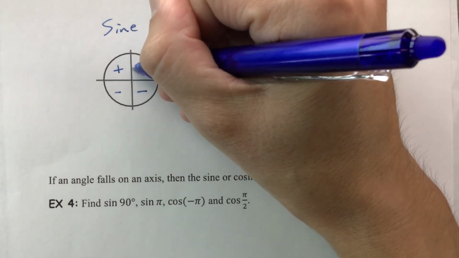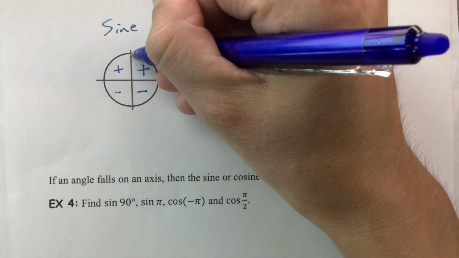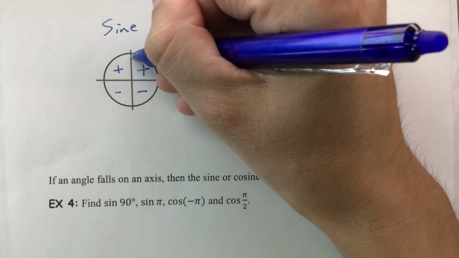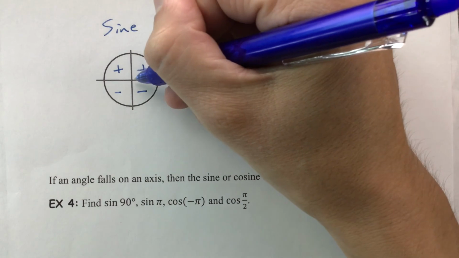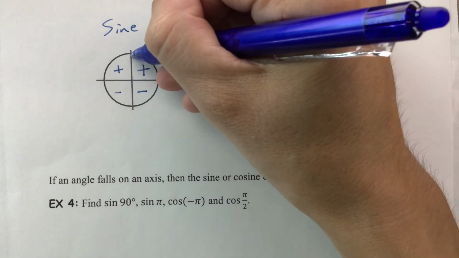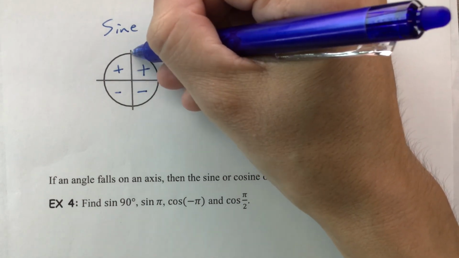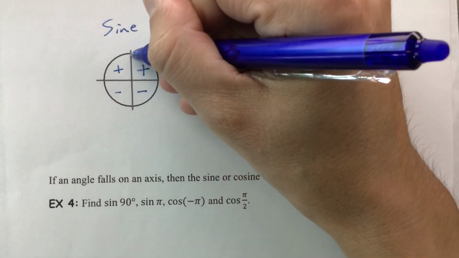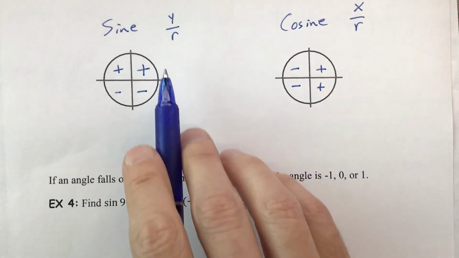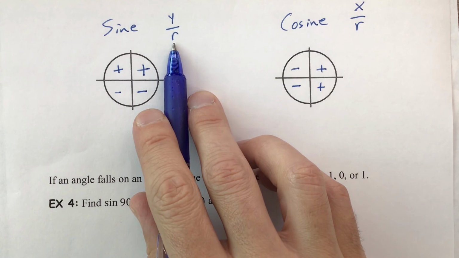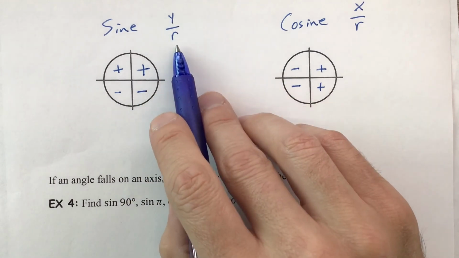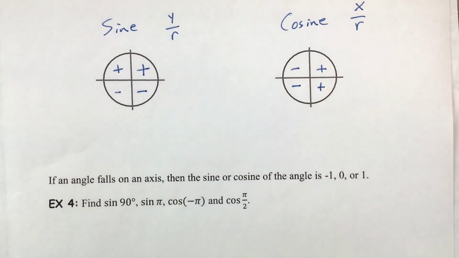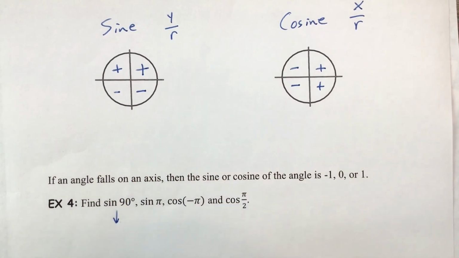All right, but the y value, this is really interesting here. The y value is actually the same length as the radius. Right? The y value at 90 degrees here is the same thing as the length of the radius. So if you take the same numbers and divide them, you end up getting back 1. Okay, so the sine of 90 is equal to 1.